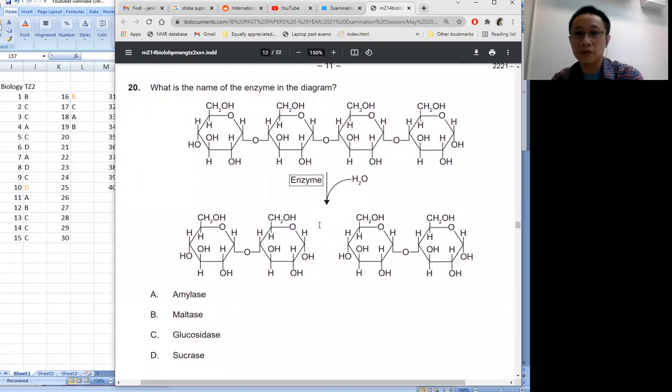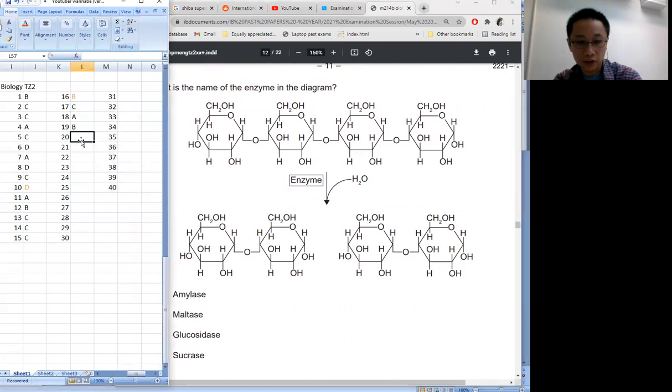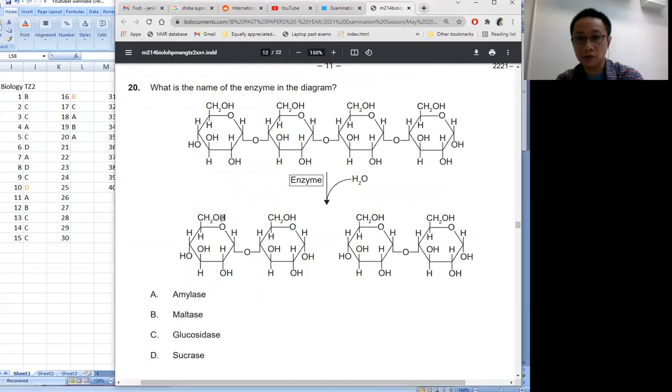Okay, 20 in chemistry is super easy. This is a hydrolysis reaction converting a polysaccharide, a 4-unit sugar, into a 2-unit sugar. So that's definitely amylase, digesting polysaccharides into maltose. So these two sugars represent maltose, which are themselves digested by maltase.